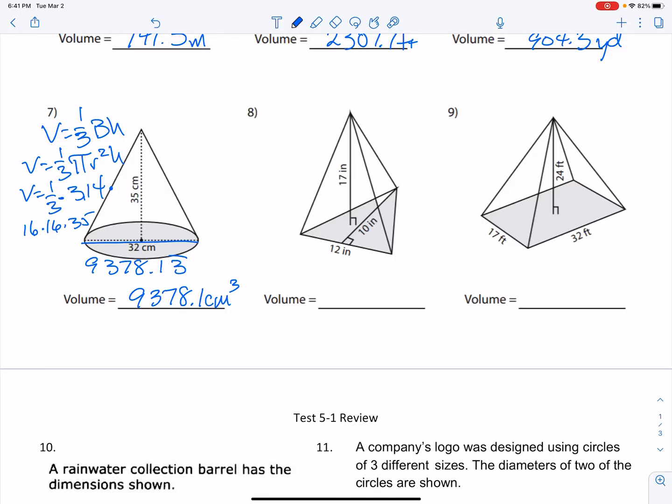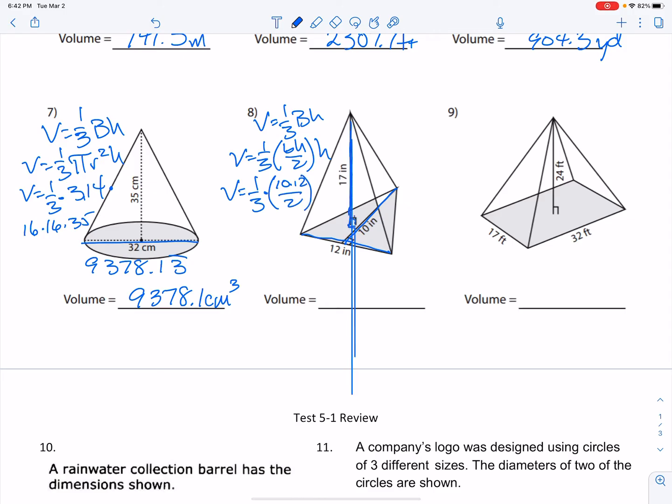Now number 8 is a triangular pyramid. Again, our formula is 1/3 capital BH. But because it's a triangular pyramid, we're going to plug the triangle formula into that capital B. So volume is equal to 1/3 times your base and your height of your triangle, which again are the two pieces that are touched by the right angle. So that's 10 times 12, divide by 2, times the overall height of the figure, which in this case is that distance right here, which is 17. So you type in 10 times 12 divided by 2, times 17, and then divide the whole thing by 3. If you do that, you end up with 340 inches cubed.